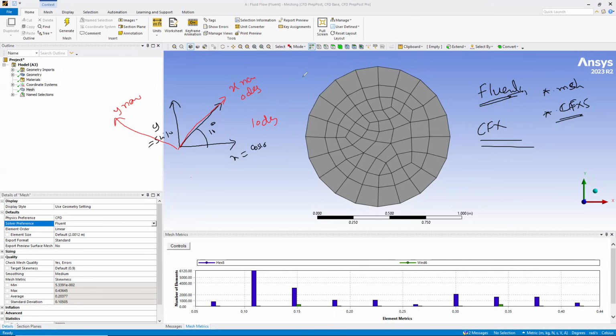But then in CFX, we don't have the boundary condition type that is a pressure far field, which is commonly used for aerodynamics. We don't have the pressure far field. Okay.